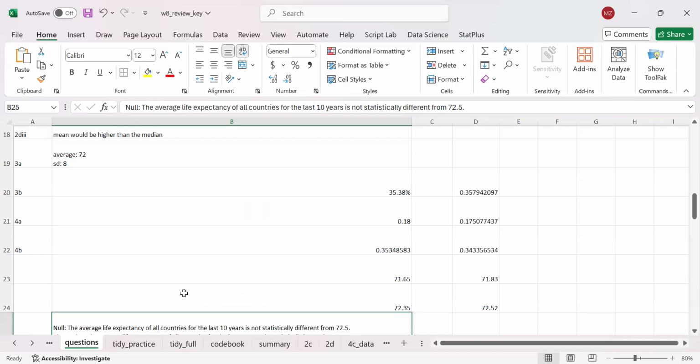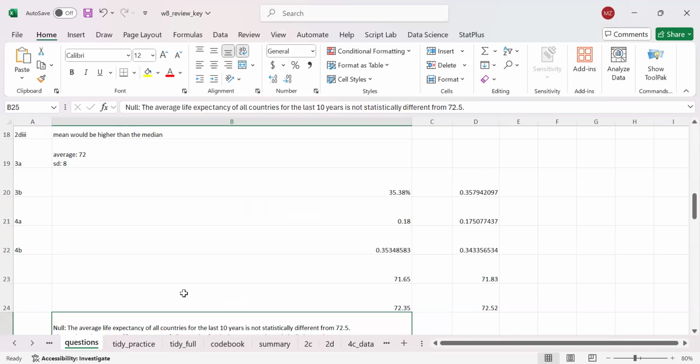If we had said that our null hypothesis was that average life expectancy is not statistically different from 72.5, but our alternative hypothesis was that average life expectancy is not 72.5 and it could be higher or lower, then we would use the two-tail test.